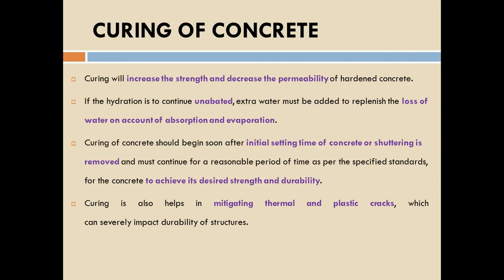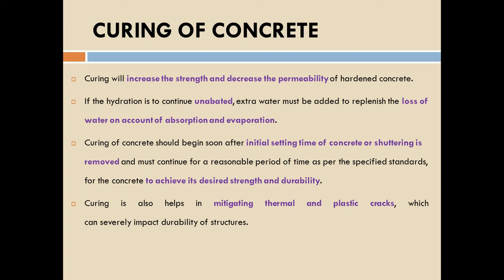So curing will increase the strength and decrease the permeability of the hardened concrete. Curing is done not for the fresh concrete. Once the concrete gets hardened, immediately after the removal of the formwork shuttering, we start doing the curing. Curing will increase the strength as well as decrease the permeability of the concrete. Permeability means it will decrease the voids present in the hardened concrete.